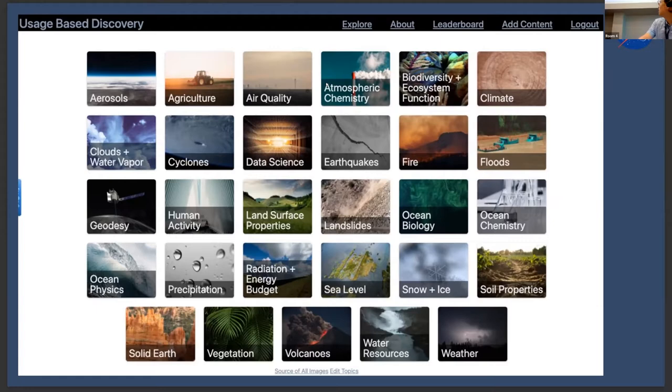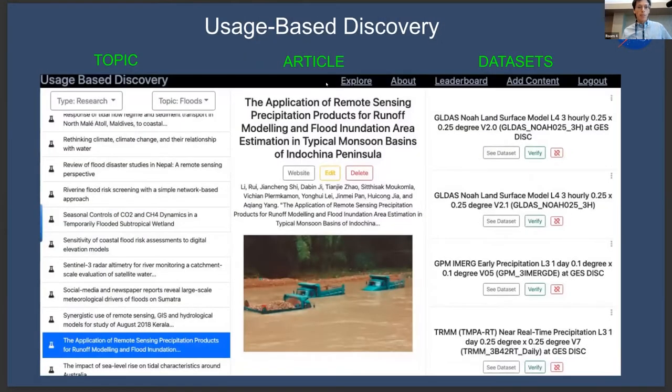And actually, you can't see it, but it's kind of hiding behind the zoom icons there. But use your imagination. So after I click on that topic, I'm presented with this screen. And on the left-hand side there, you're going to see a list of research articles. And these are all research articles that fall under the topic of floods. And what I can do then is further narrow down that list of research articles into my specific research niche. So once I've done that, the really cool thing about usage-based discovery is I can see all of the datasets that were referenced in each of those research articles.